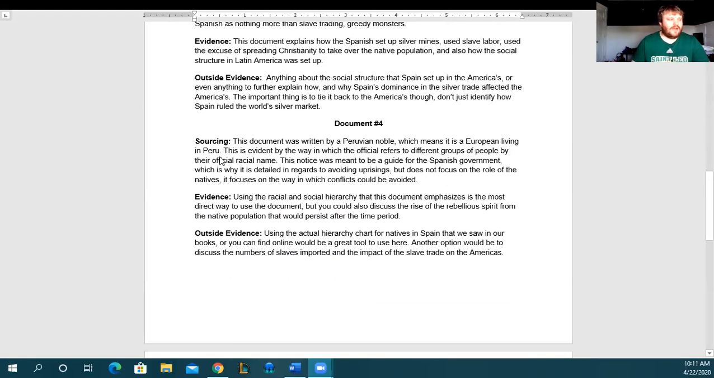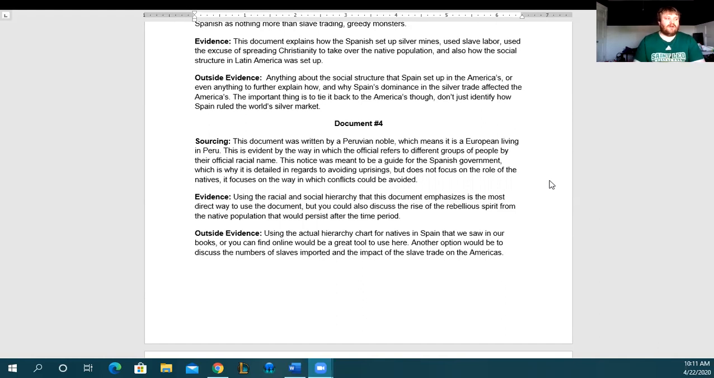Document 4. So this document was written by a Peruvian noble, which means that it is a European living in Peru. This is evident by the way in which the official refers to different groups of people by their official racial name. This notice was meant to be a guide for the Spanish government, which is why it is detailed in regards to avoiding uprisings, but does not focus on the role of the natives. It focuses on the way in which conflicts can be avoided, right? So it was all about trying to just appease the locals by bringing in more slaves.